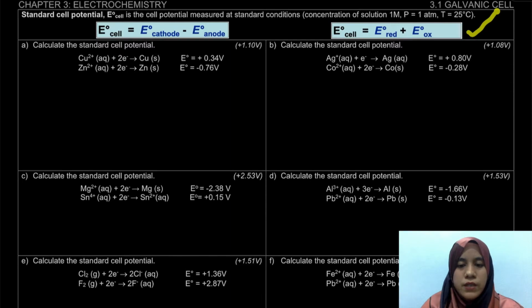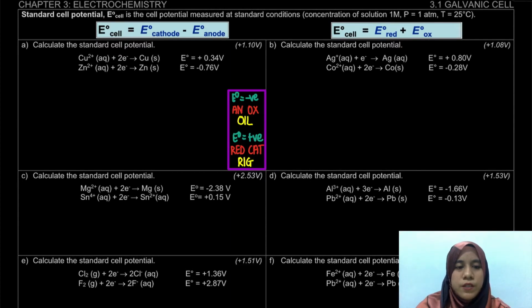So the first example here, let's do it together. Now let's do the calculation together. Calculate the standard cell potential. There are two formulas that could be used.